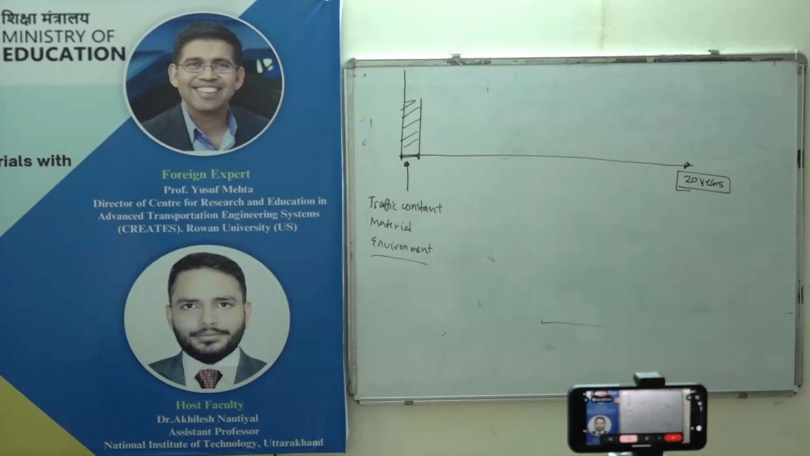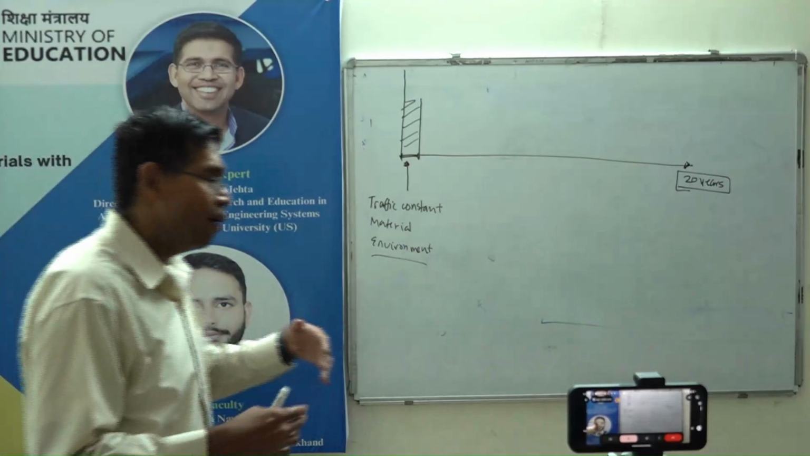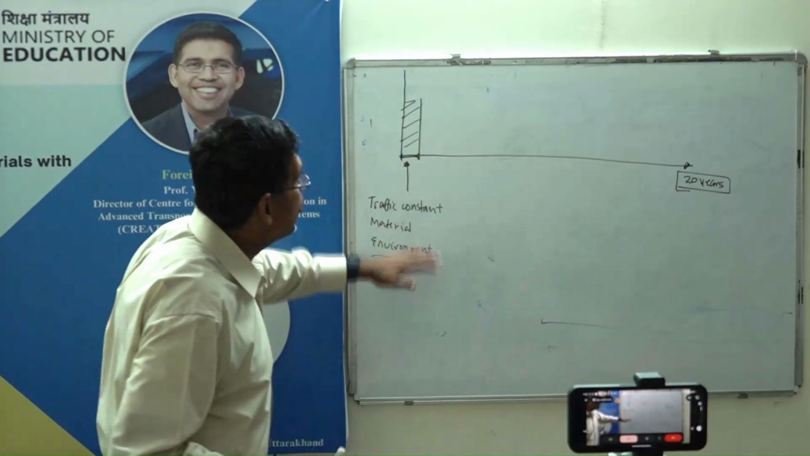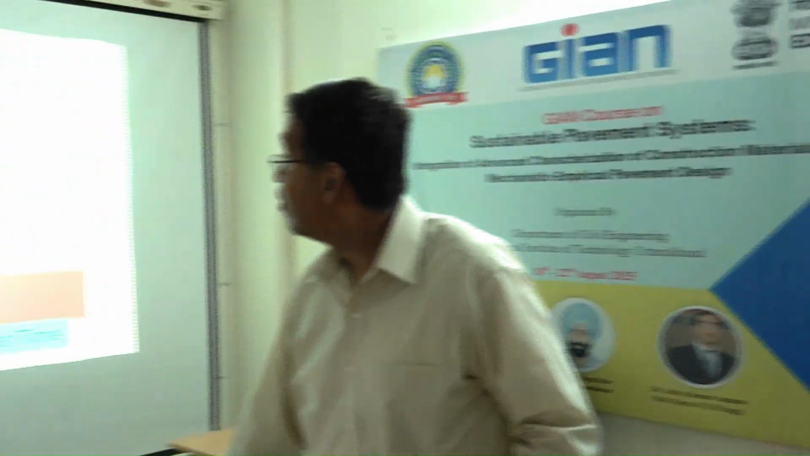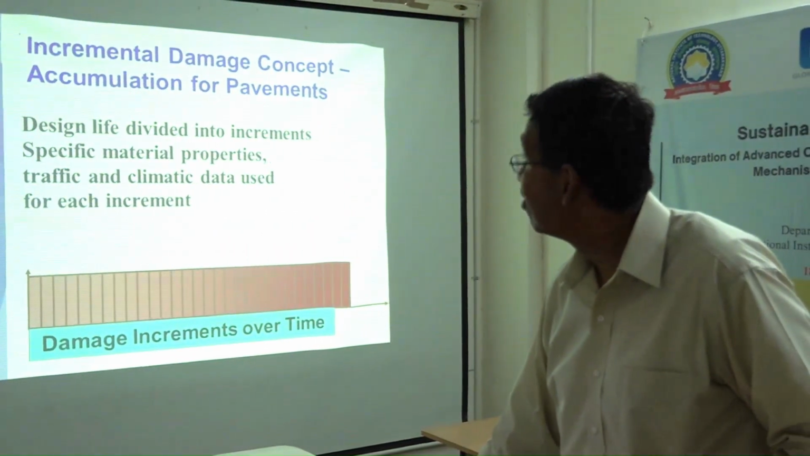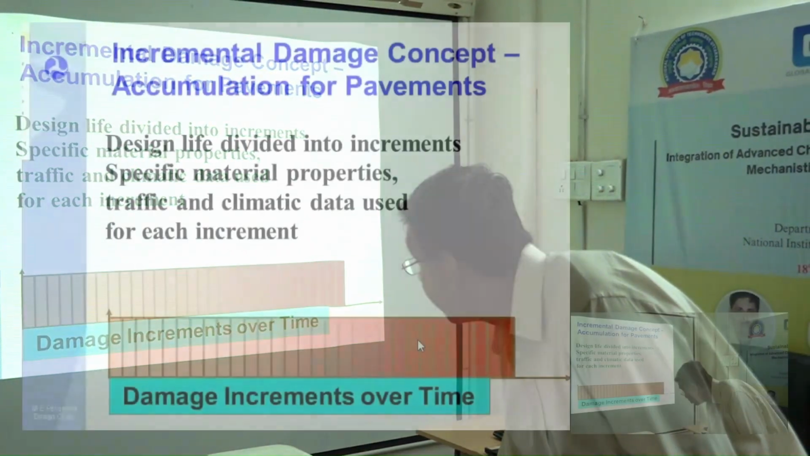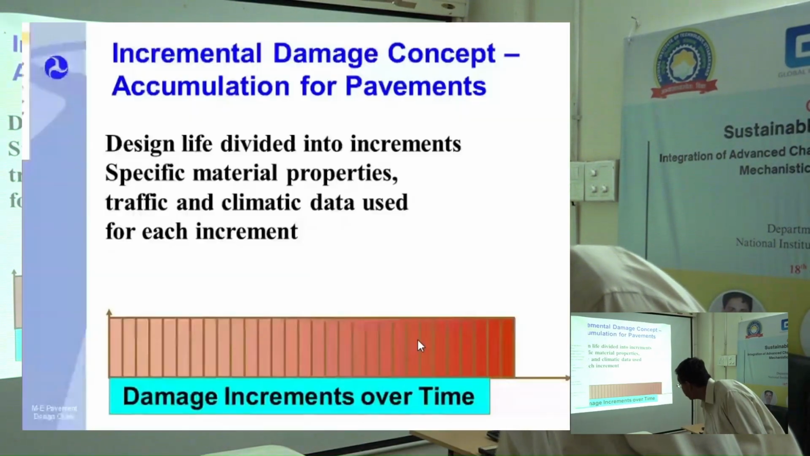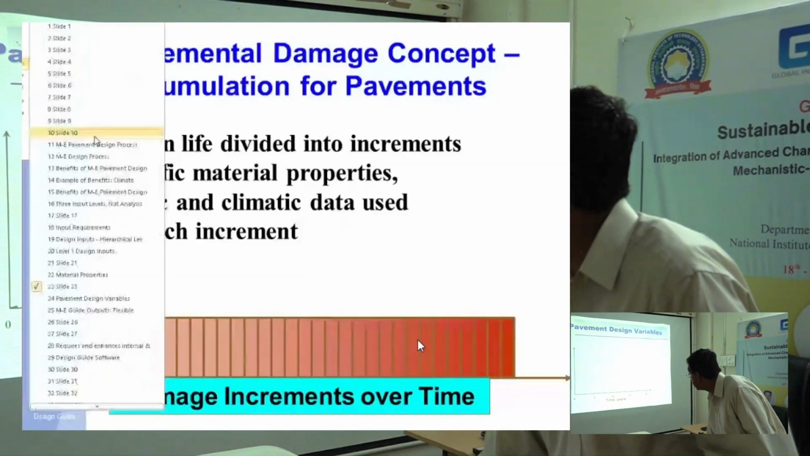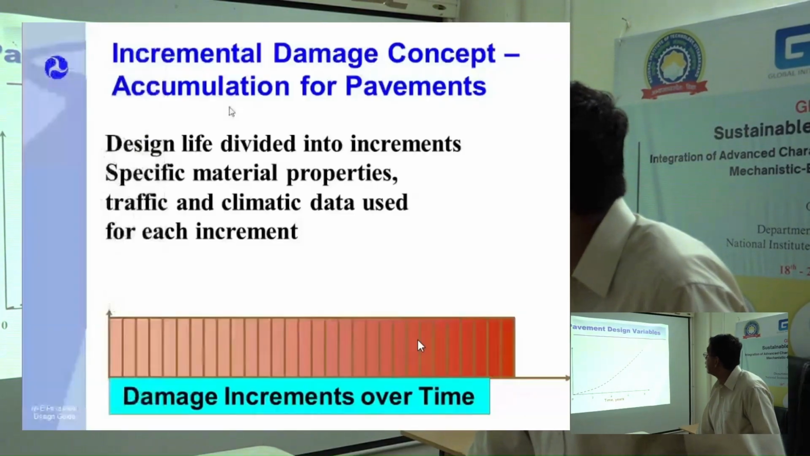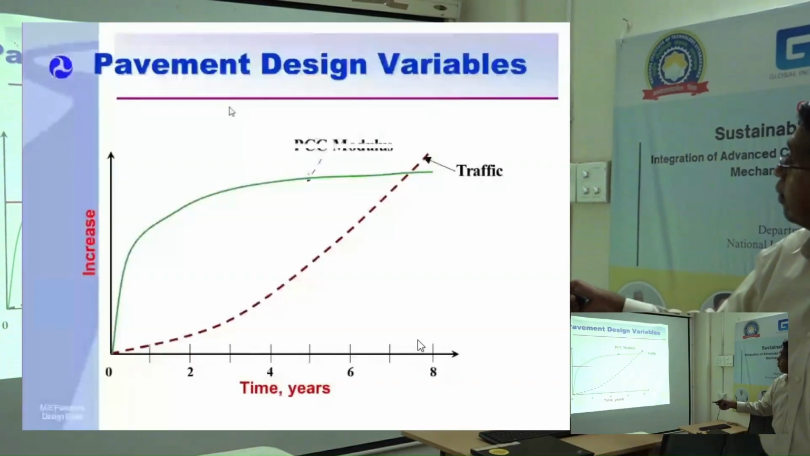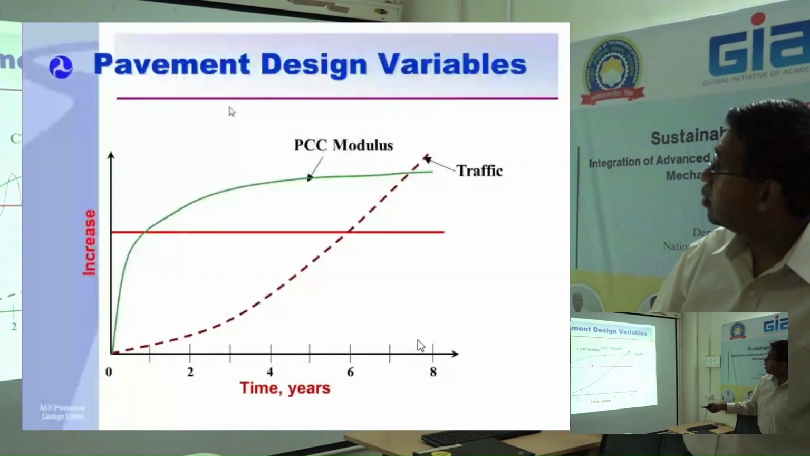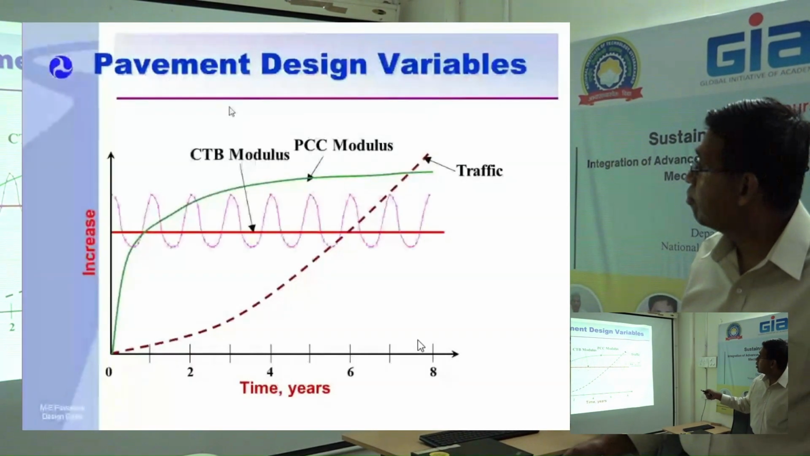So they have said, okay, I will minimize my risk and minimize my losses, and I'm going to take everything in 15-day periods, and I am going to assume that everything is constant over the 15-day period. What is going on? Yes. Right here. Traffic is accumulated over time. Okay. PCC modulus remains the same.